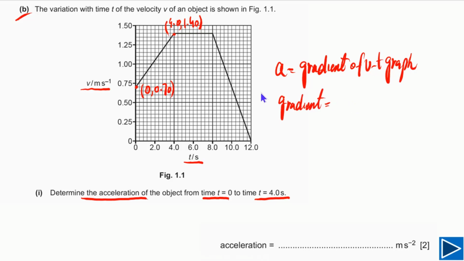Now we have the coordinates, we can find the gradient. Gradient is y2 minus y1 over x2 minus x1. So y2 in this case is 1.40 and y1 is 0.70, divided by t2 minus t1, and t2 is 4.0 minus 0.0. If we solve this, our final answer is 0.18 meters per second per second. This is our final answer.